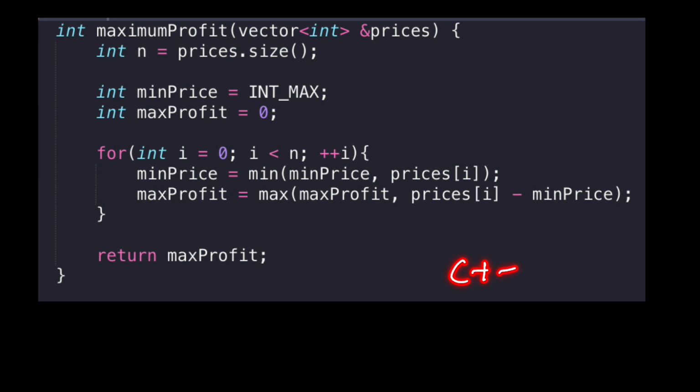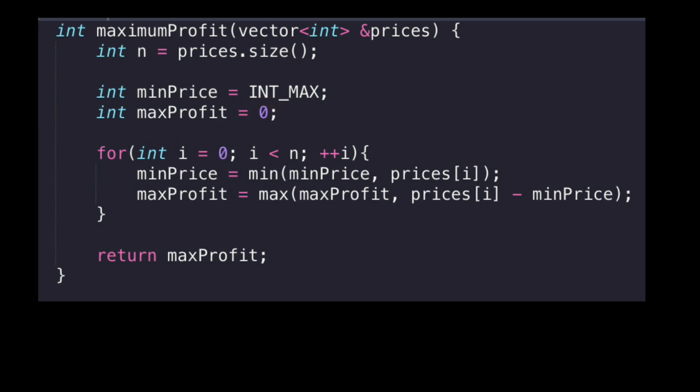So here's the code in C++, although the logic remains the same. We have been given a function maximum profit where we have the prices array and we need to return the maximum profit. Firstly, I have taken prices size, and here I have taken two variables. One is min price, which I have kept at maximum so that we can minimize it as much as possible. And second is maximum profit, which is 0.